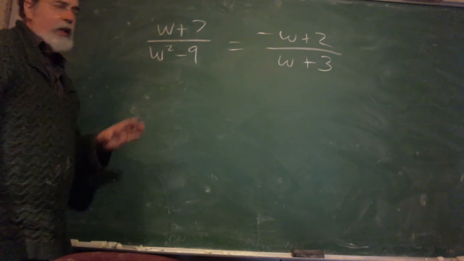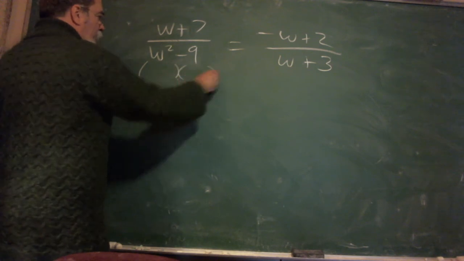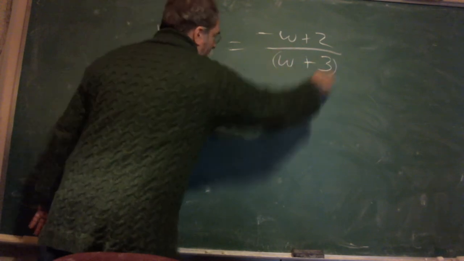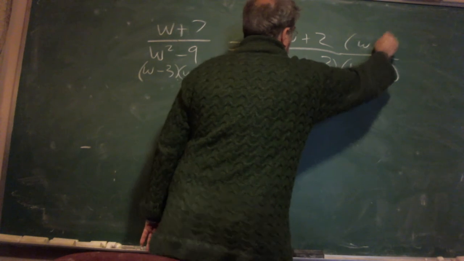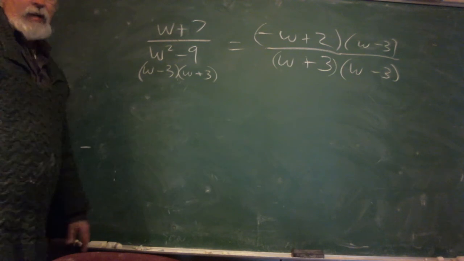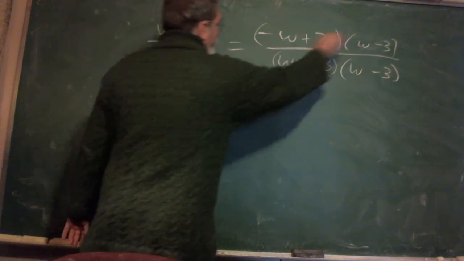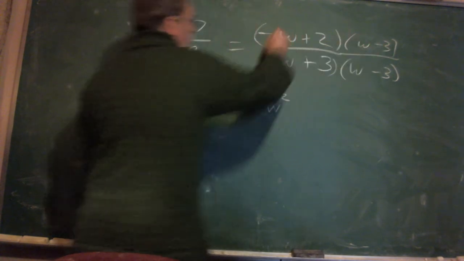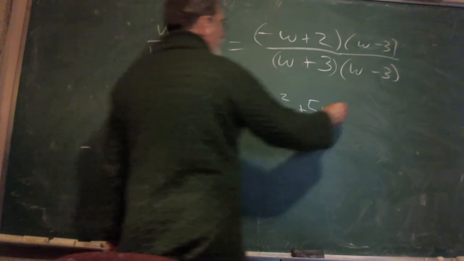Same section. I almost have a common denominator already, because if you guys spot this, you're supposed to know this is w minus 3 times w plus 3. And there's a w plus 3 already over there. So I need a w minus 3 over a w minus 3. And now I'll have a common denominator, which means I can ignore all the denominators if I want to. I just say, okay, w plus 7 is equal to negative w times w is negative w squared. 2w plus 3w is a plus 5w. And then negative 3 times 2 is minus 6.